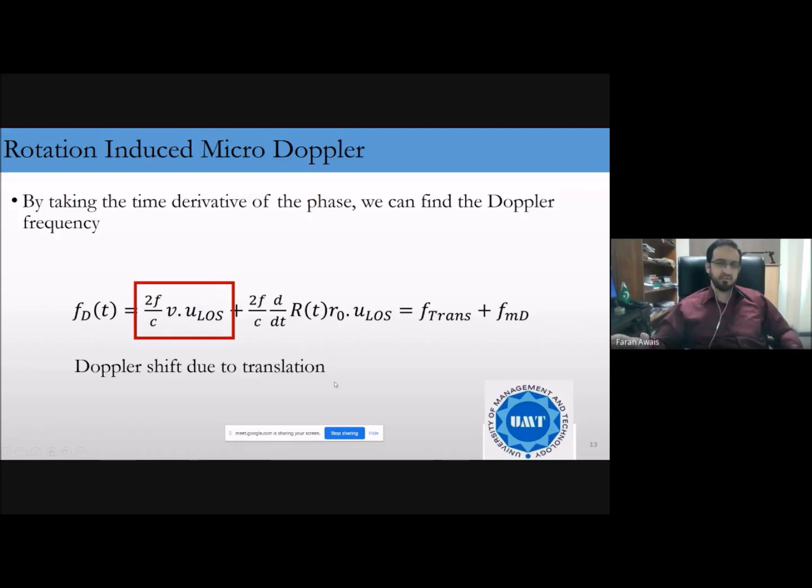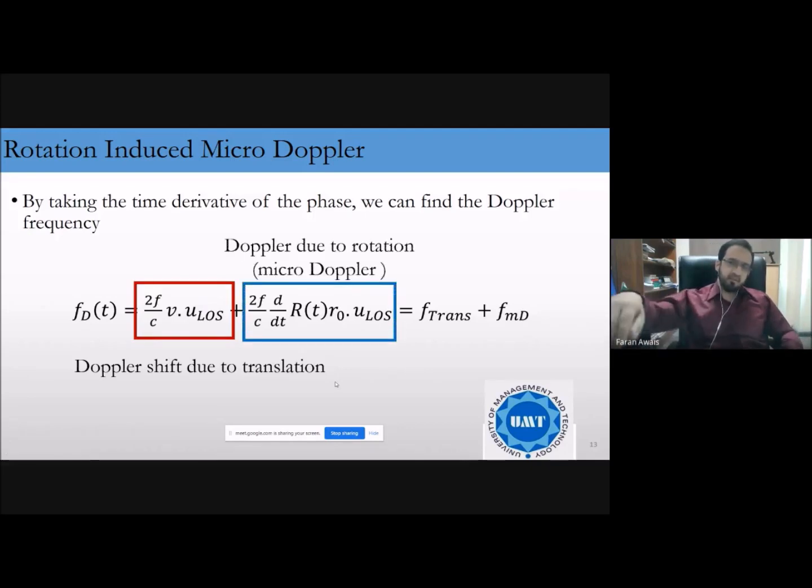So what is the translation motion? The bulk movement is the translation movement, right? And what is this thing, micro Doppler? It is created by the additional frequency component of the non-rigid part of the body or the object that creates the micro motion, that would create a micro Doppler effect.